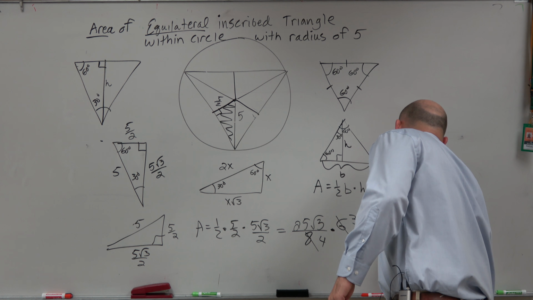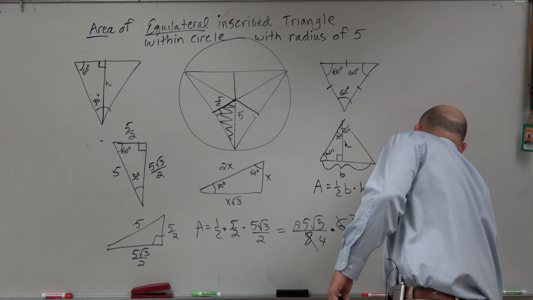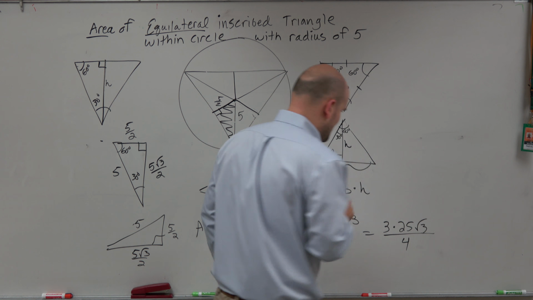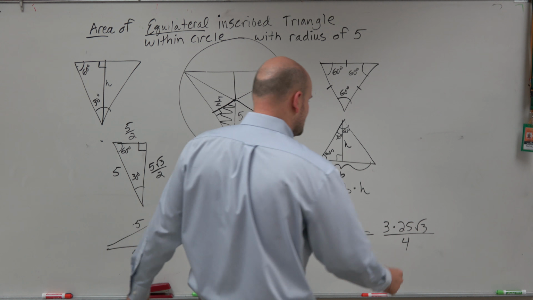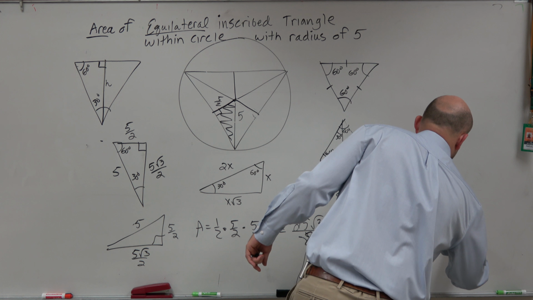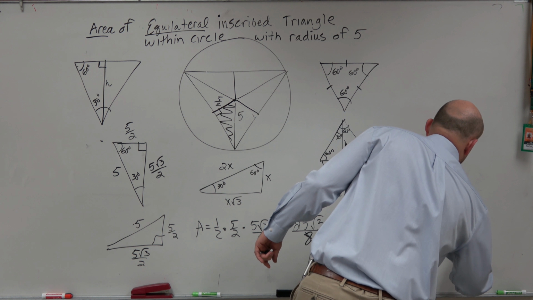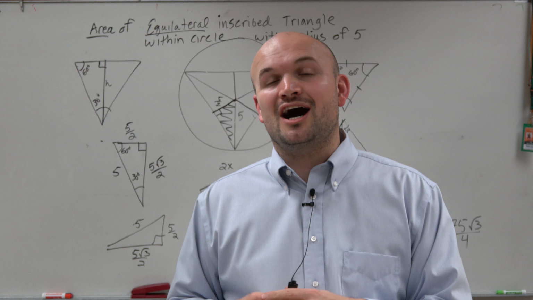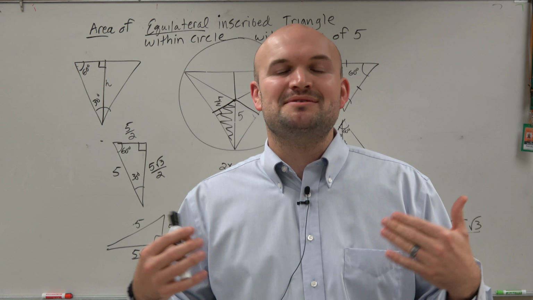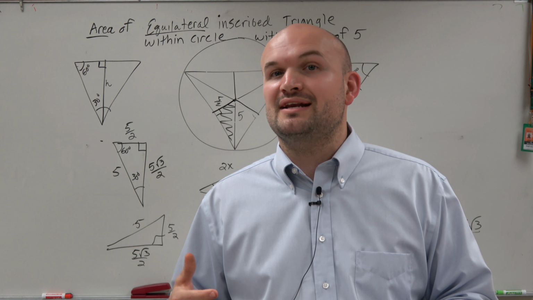I'll put the 3 in front times 25 square root of 3 over 4. Now I can just do 3 times 25, which is 75 square root of 3 over 4. So there you go, ladies and gentlemen. That is how you find the area of an equilateral triangle inscribed within a circle when you're given a radius.